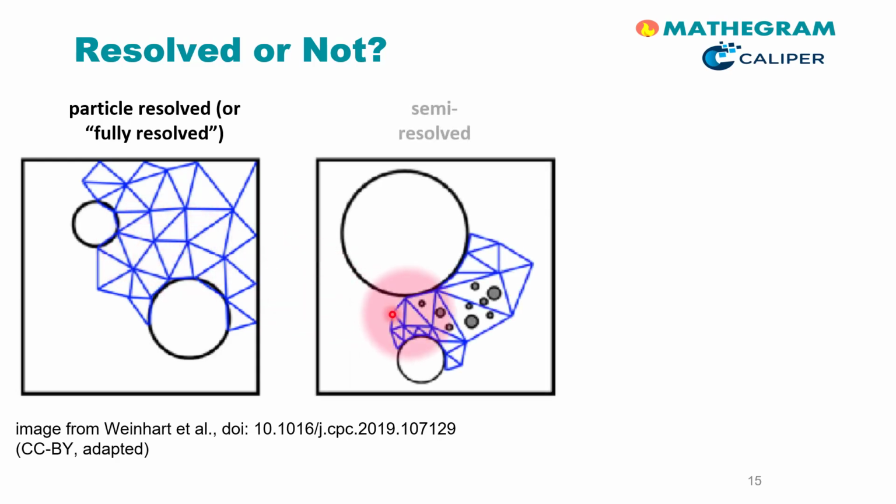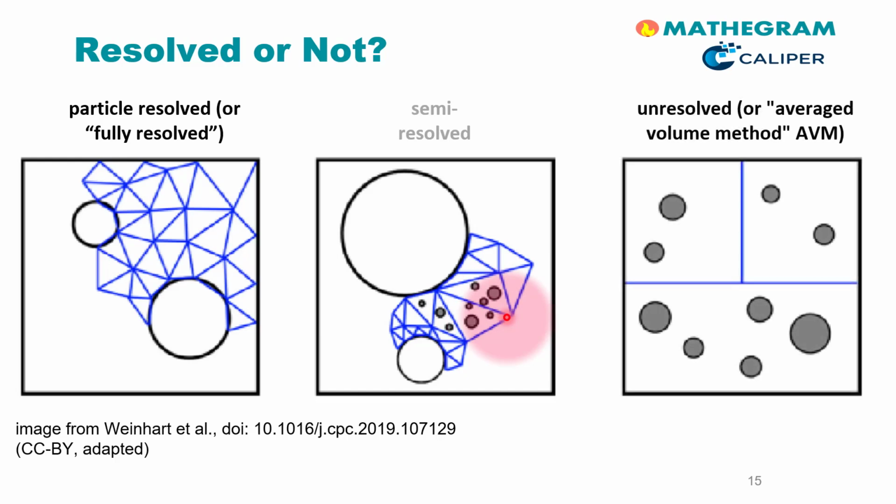Next, there is the rarely used option of a semi-resolved flow approach. As seen in the center panel, only large particles are resolved with the CFD mesh, while smaller ones are not. This approach is computationally rather complex, since the simulation tool has to decide which particle is resolved and which not.